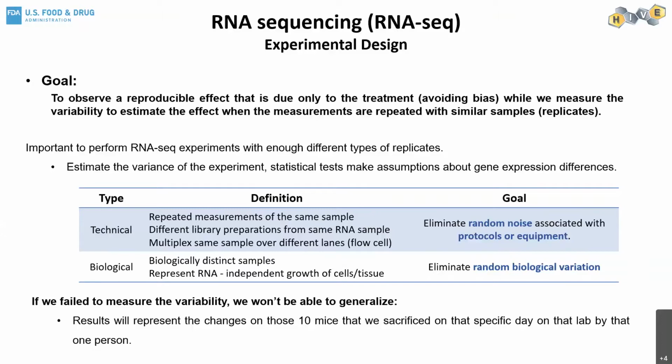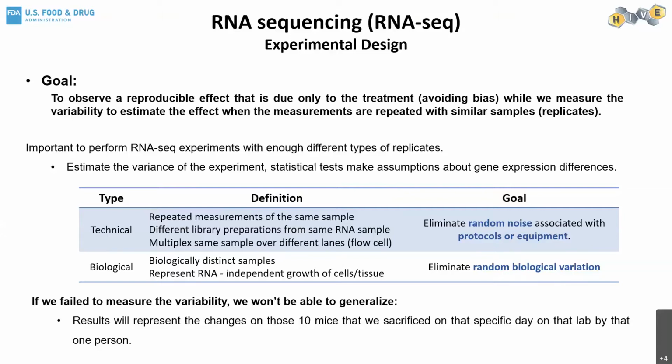So mainly there are two types of replicates. The first one is a technical replicate, where these are repeated measurements of the same sample, either by preparing different libraries, multiplexing the samples, or using different lanes in the flow cell. And the goal is to eliminate random noise associated with protocols or equipment. The other type is the biological replicates. These are replicates from biologically different samples. They can be different animals or independent growth of cells or tissue, and the goal is to eliminate random biological variation.